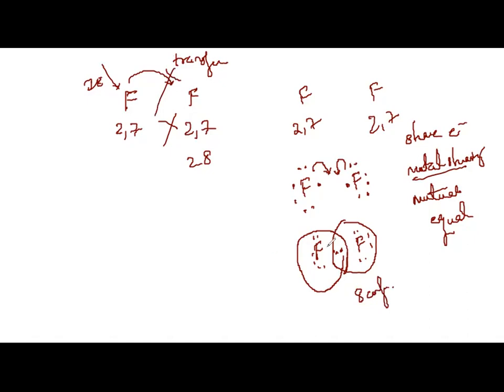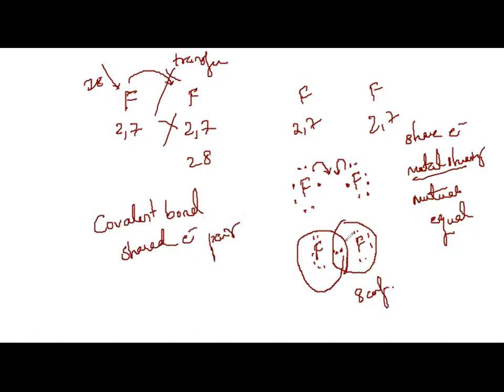When there is mutual sharing of electrons, such a bond is called a covalent bond. It is the bond formed by mutual sharing of electrons between the two combining atoms. And those electrons which are involved in sharing, can you see these electrons? Those electrons are called shared electrons or shared electron pairs.